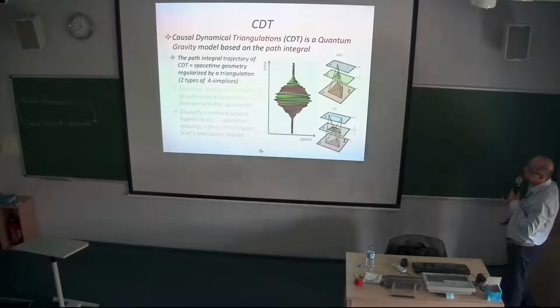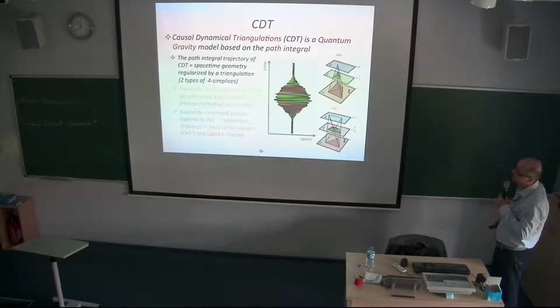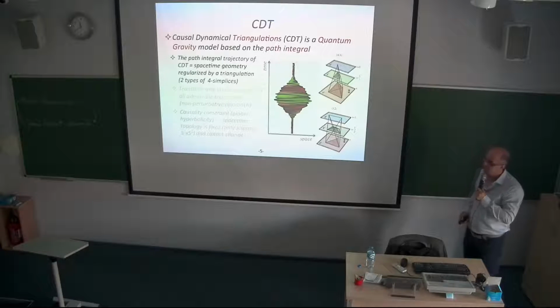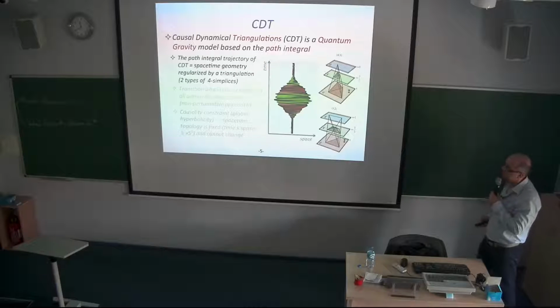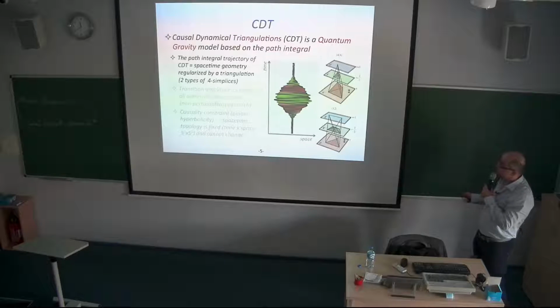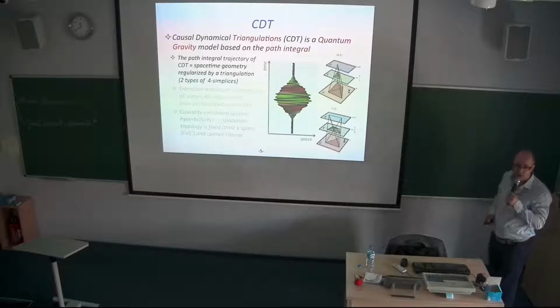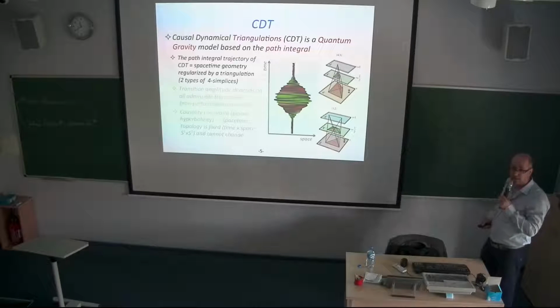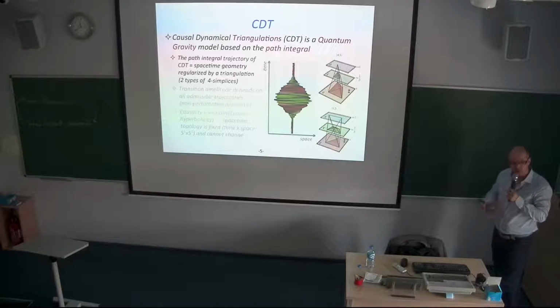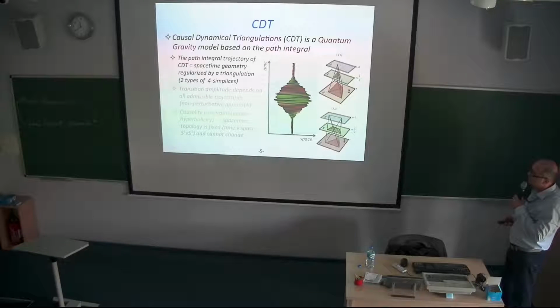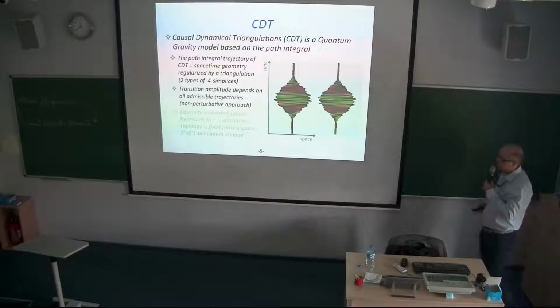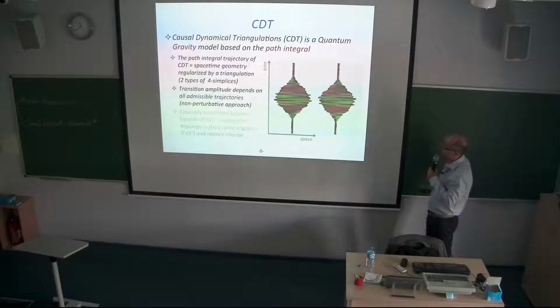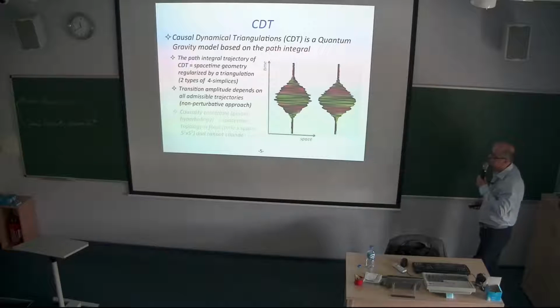So in our approach, the space-time trajectory is just the space-time geometry, which is regularized by a triangulation. And we build such a triangulation using two types of building blocks, like children do from Lego blocks, which are glued together. And we assume that the space-time is flat inside such a block, and the whole curvature is encoded in the way they are glued together. And this is a fully non-perturbative approach, as we sum over all such possible trajectories.